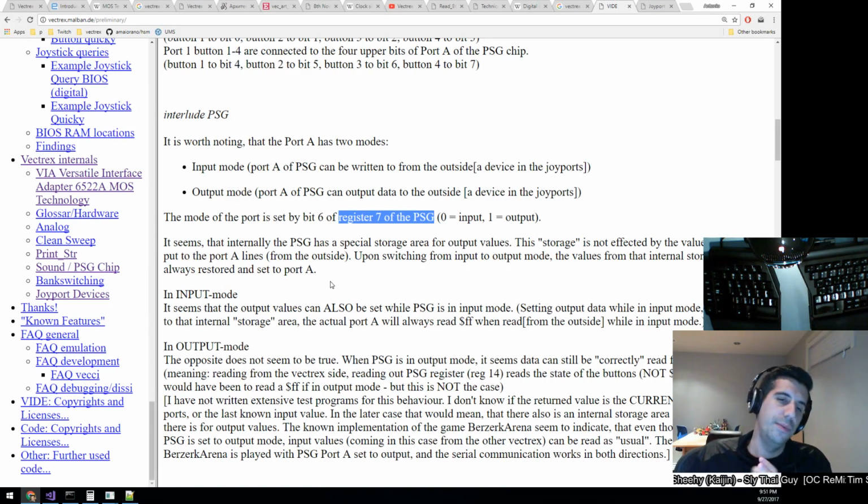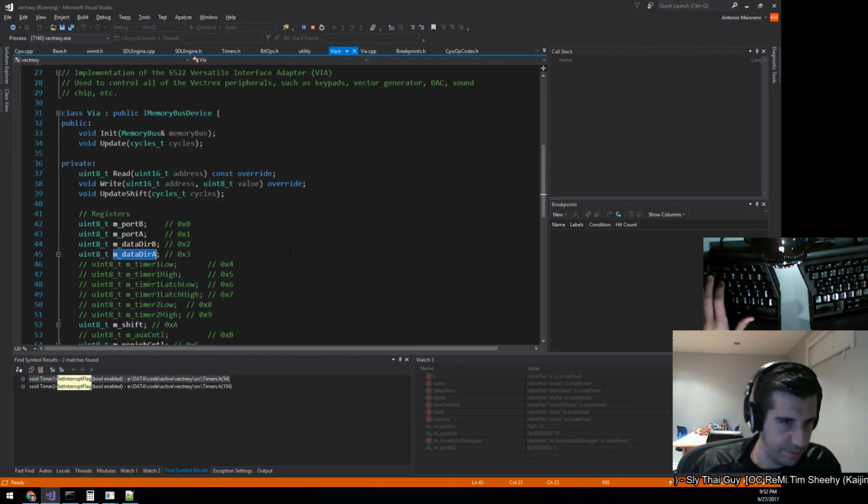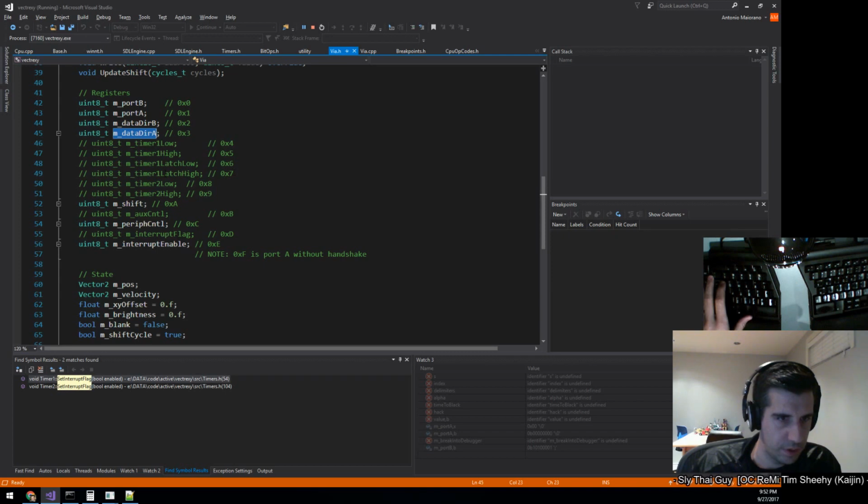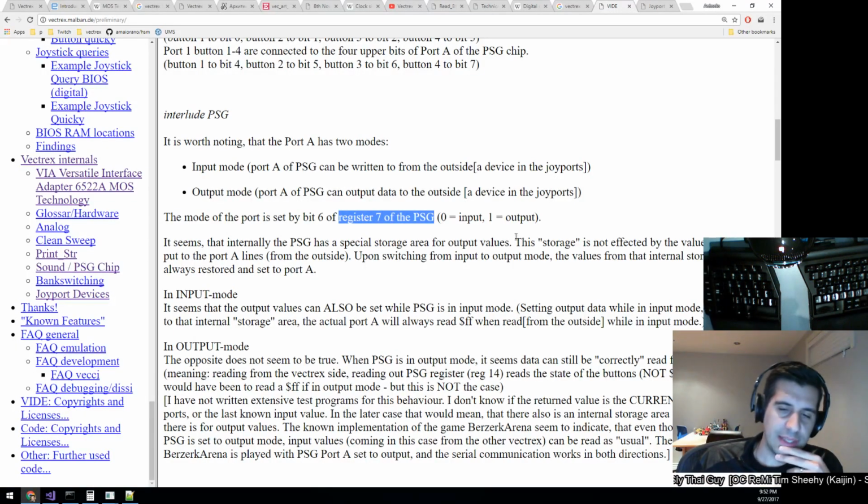Okay, so this port A of the PSG that we were talking about here, it has two modes controlled by register 7, bit 6 and register 7 of the PSG, not register 7 of this guy, right? Yeah. And it's saying that when we're in output mode and we write to it, that value gets stored in a separate piece of storage for output values.